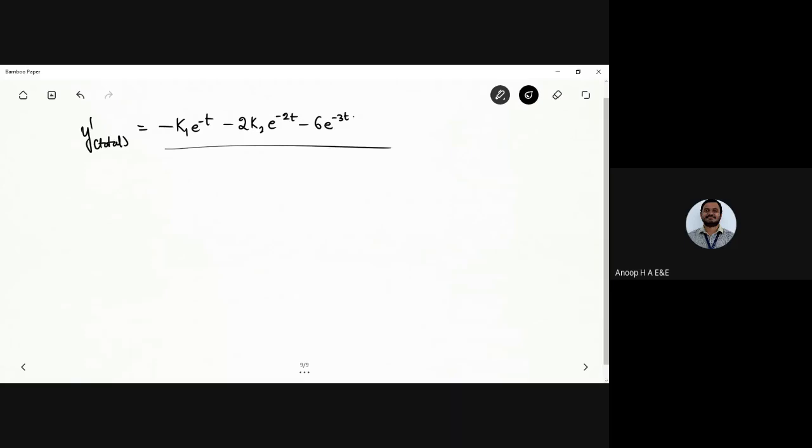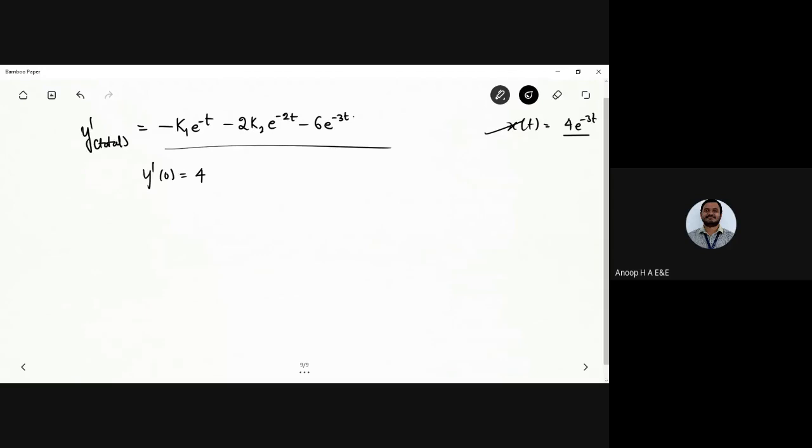Now, the initial condition y dash of 0 is equal to 4. What is the input that you are going to apply? X of t is equal to 4 e power minus 3t, the first input. Keep this in mind. You are doing it for the first input; later I'll tell you how to do it for the second input.